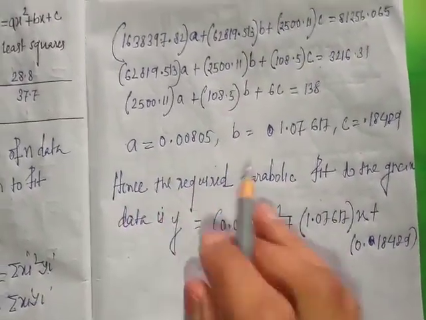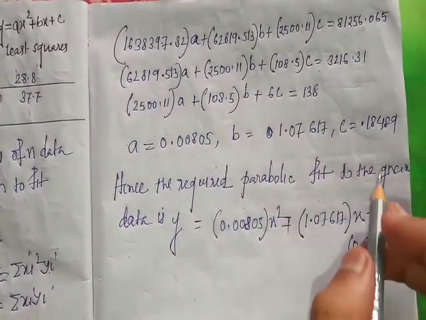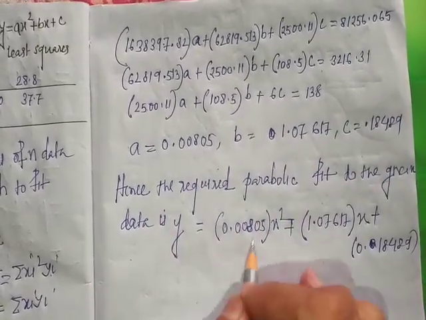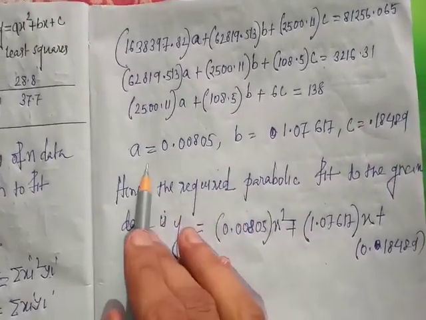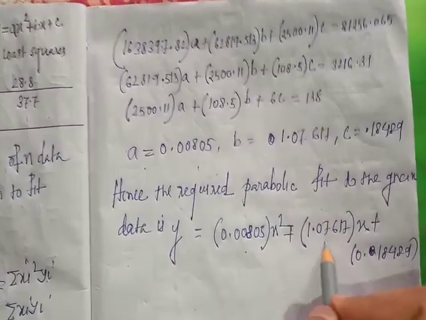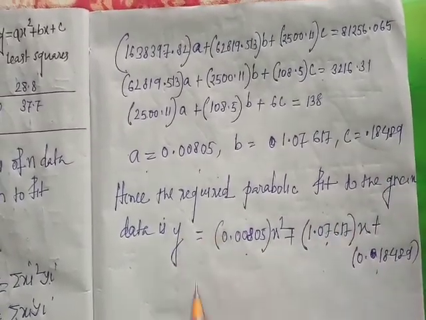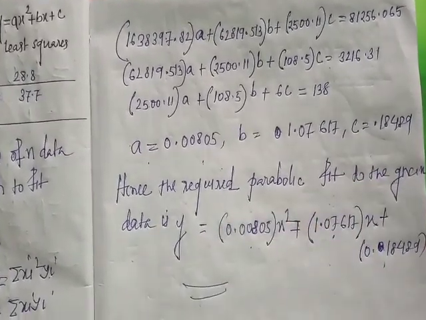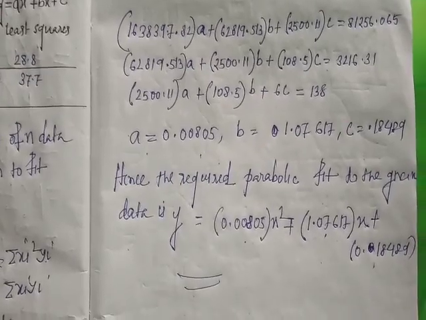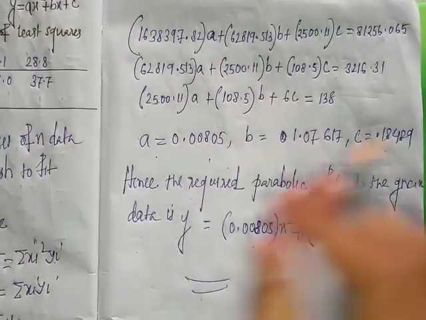So hence the required parabolic fit to the given set of data is y equal to ax square plus bx plus c, and value of a is this, value of b is this, and value of c is this. So this is the required answer. Okay, very easy, but just a lengthy process, but a very easy problem.